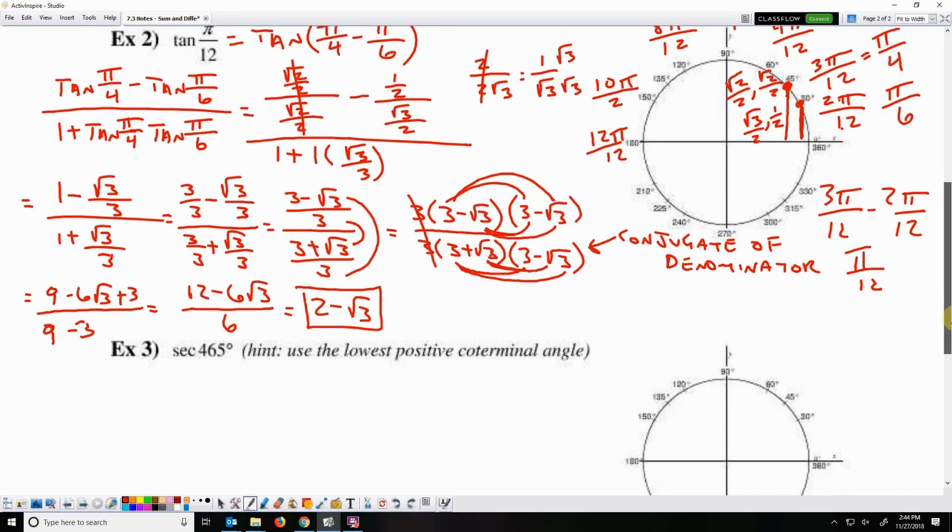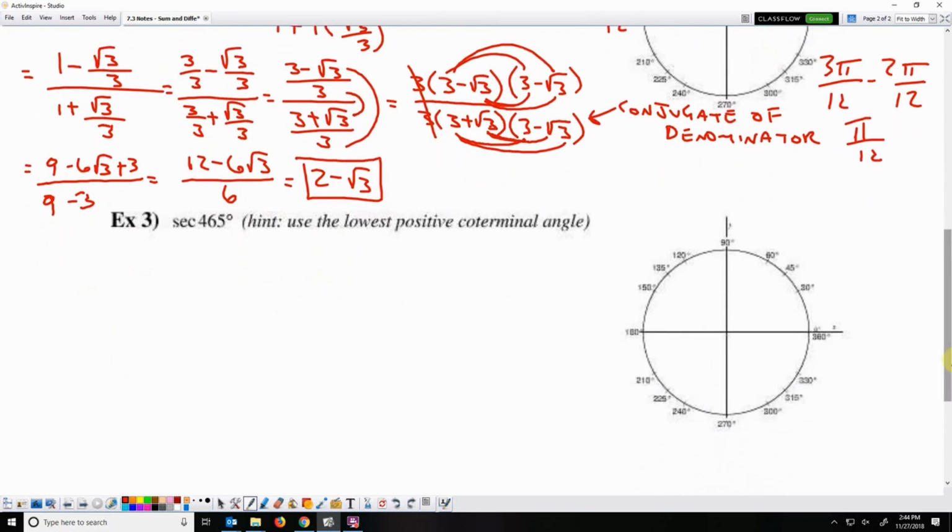Our last one is secant at 465 degrees. It would be easiest to use the lowest positive coterminal angle, so 465 minus 360, and that is 105. So we are doing secant of 105 degrees. 105 does not show up on the unit circle.